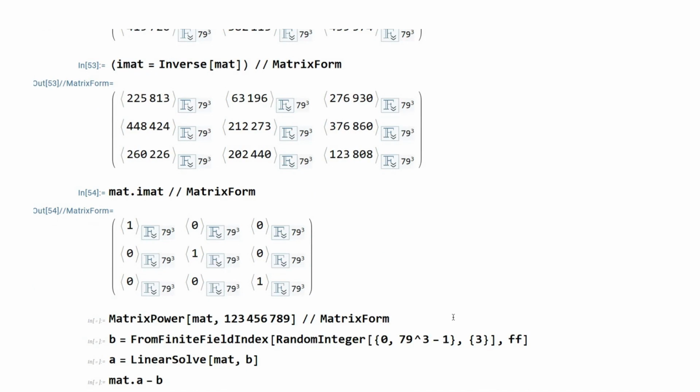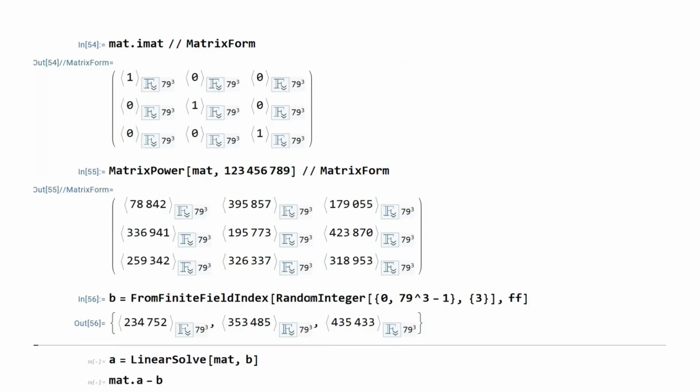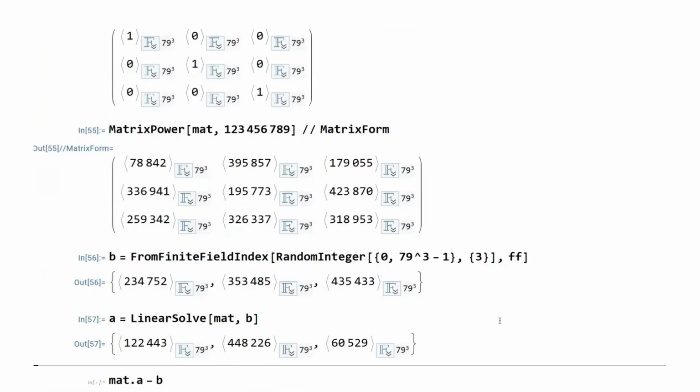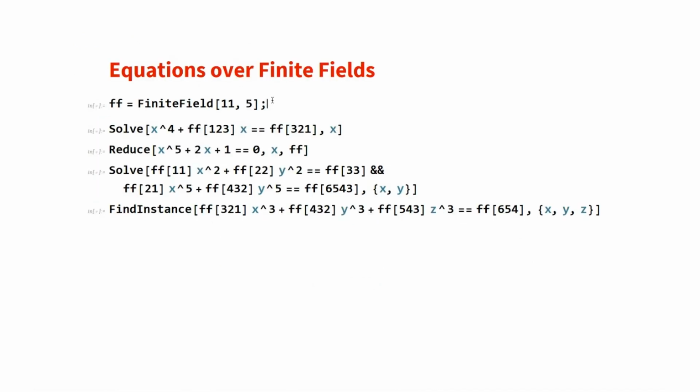Now we compute a matrix power. You can see that we can compute really large powers because we are in the finite field, so the elements will not keep getting larger and larger. This is a random vector of field elements, and we can solve a linear equation using the matrix and the vector. Here is the solution, and we can check that indeed it is a solution of the linear equation. We got 0 equations over the finite field.